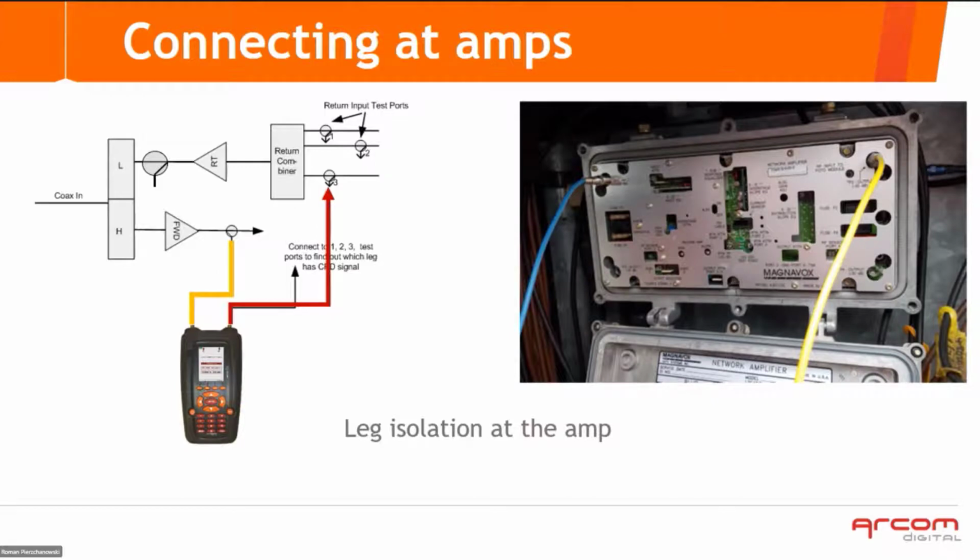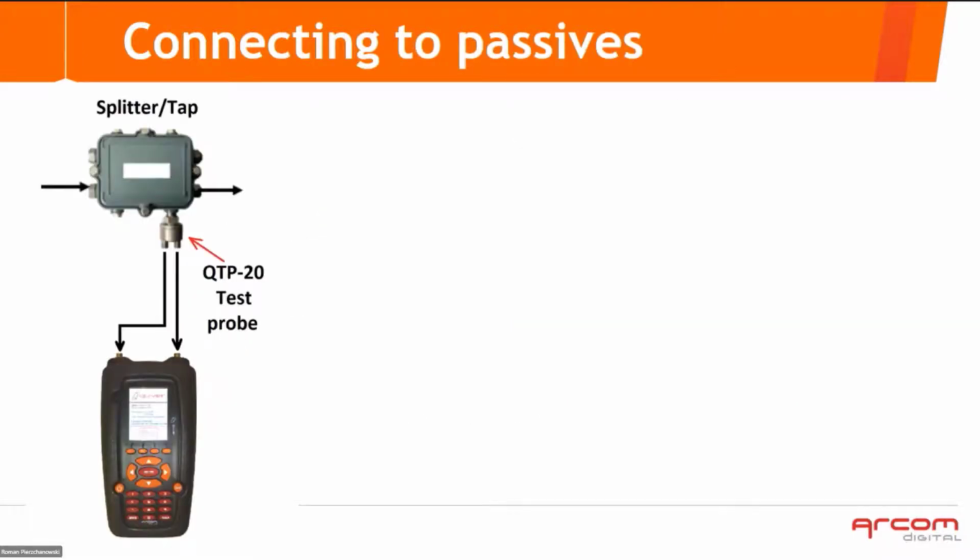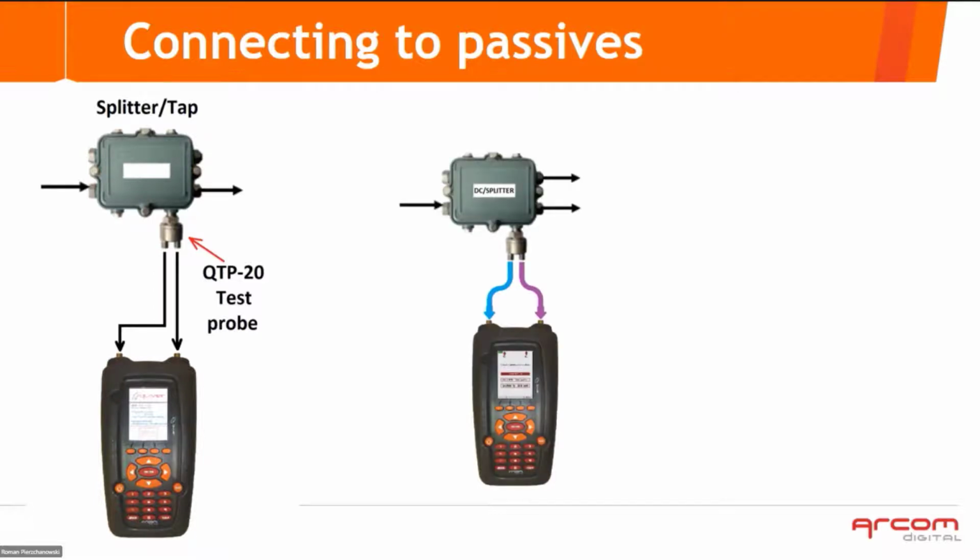So if you found that on one of these legs there is a problem, just follow it down to the next split. When connecting at the passives, you use the QTP20 test probe that you put into the seizure screw access port and get the signal straight from the seizure screw. So when testing at a splitter, at split points, always do this.